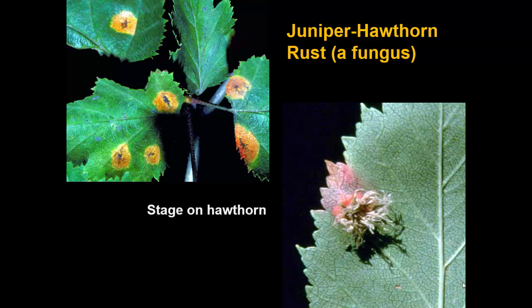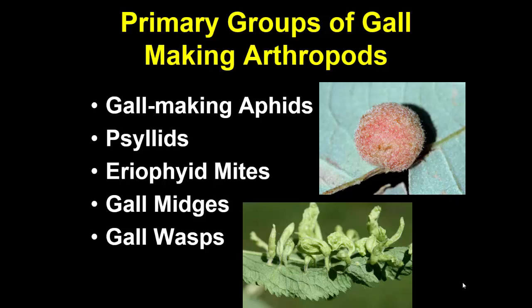Actually, the fungi that produce these bizarre structures in the rusts are just the fungus. It's not a change in the growth form of the plant. Insects and mites can induce a different growth in the plant. And there are several kinds of insects that can produce changes in growth of plants that we would call a gall.